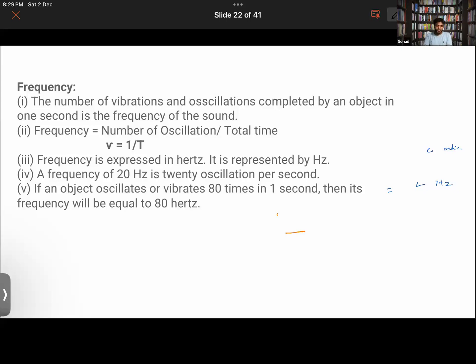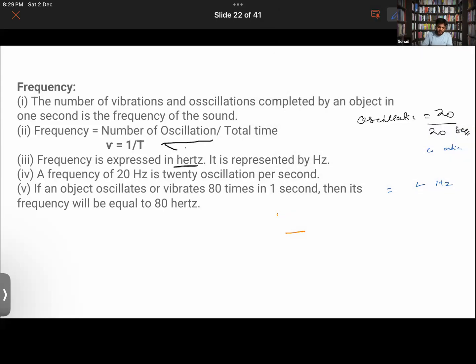So frequency is basically how many oscillations are being done in 1 second. So say कि मैंने कहा कि let's say कि an object is doing 20 oscillations, वो कर रहा है कितने टाइम में? 20 सेकेंड में. So 1 hertz would be the frequency of that object. Okay. So frequency is expressed in units of hertz.